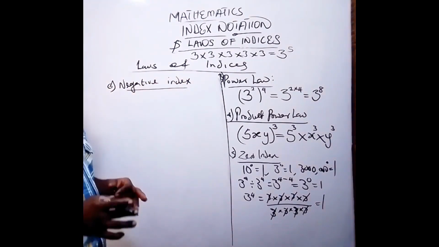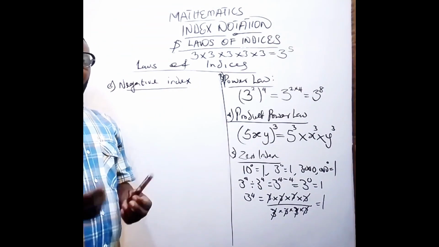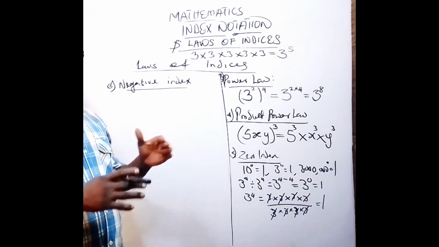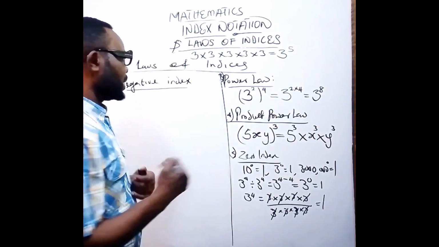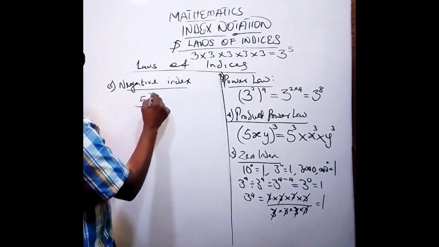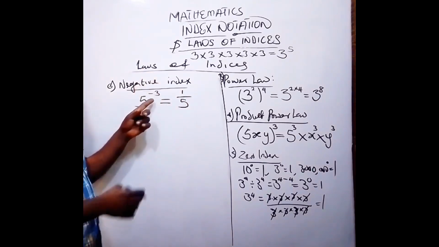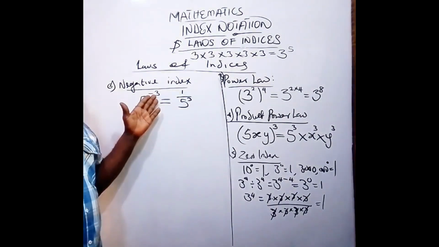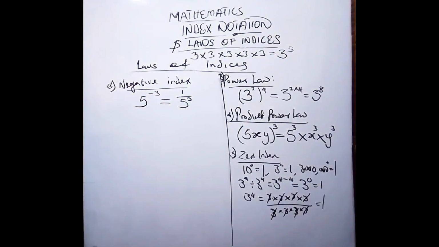If you have any number raised to the power of a negative value, the answer we're going to get for such a number will be the reciprocal of that number raised to the positive of that value. What do I mean by that? If you have 5 raised to the power of minus 3, this will be equal to 1 over 5 raised to the power of positive 3. The negative value of this 3 becomes positive 3. That is what we mean by the negative index.